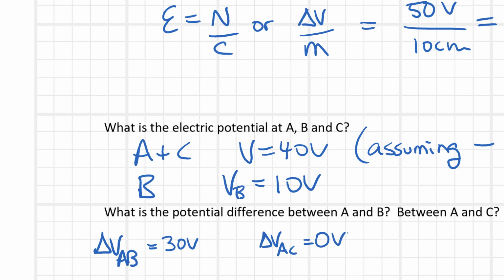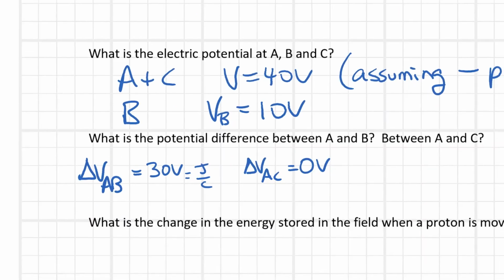Okay, what does that mean? Between A and B, if I was to move a charge, remember, volts is the same thing as joules per coulomb. For every coulomb of charge that I wanted to move between A and B, it would be 30 joules of gravitational potential energy. In other words, it would take that much work if I was moving it uphill, or I'd be taking that much energy out of the system if I was moving it downhill.